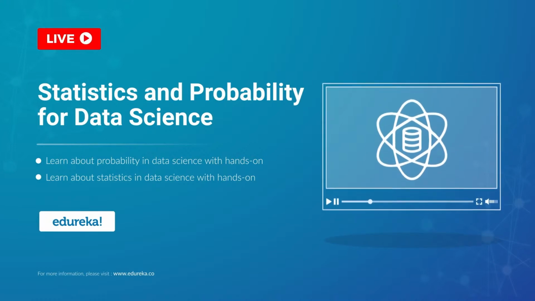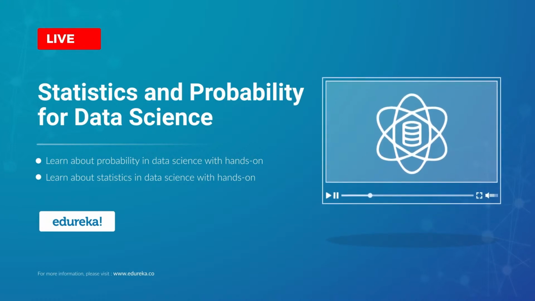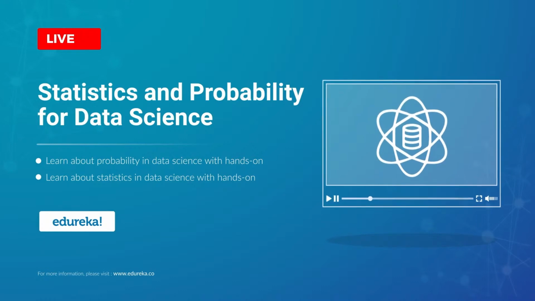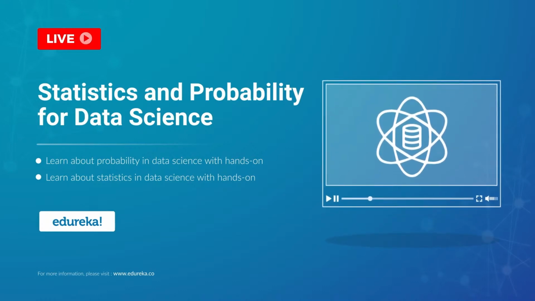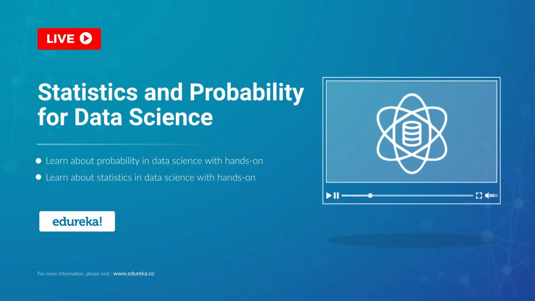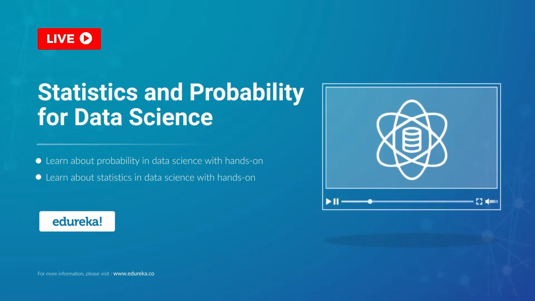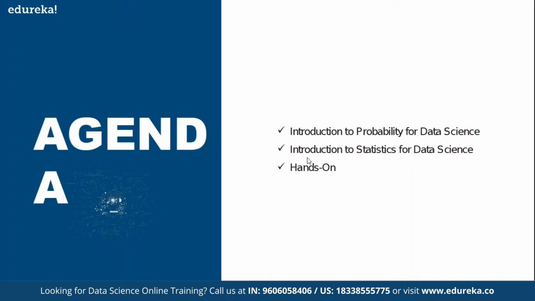So starting with today's topic, today's topic is statistics and probability for data science. I will be talking about the key things here which are useful for data science, and I will be putting more focus on that. So this is going to be our agenda. We will talk about probability for data science, then statistics for data science, then hands-on.